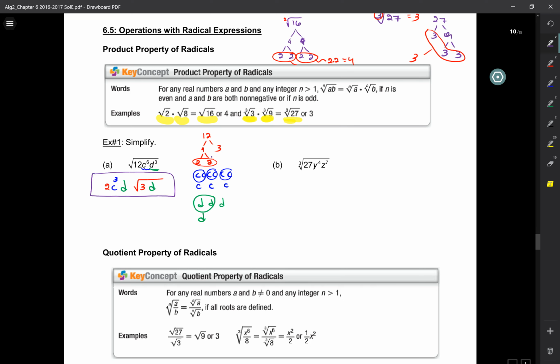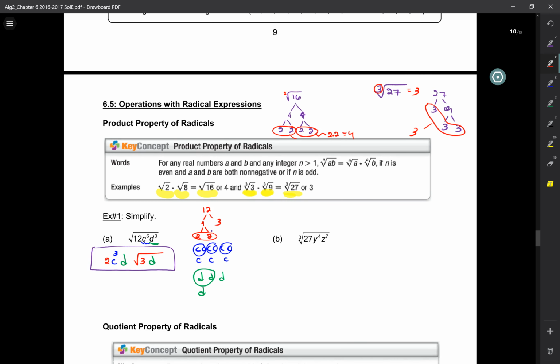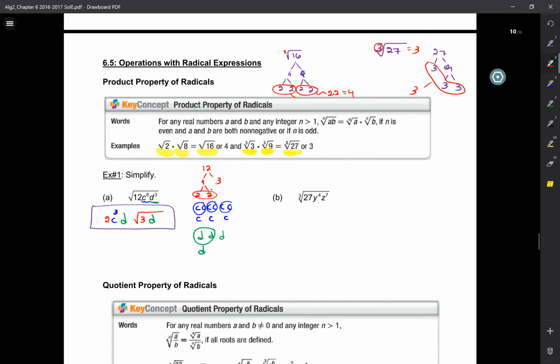Okay, so let's do this next one. I have the cube root this time of 27. We just did the cube root of 27 here, and we said it was 3, so I can just write the answer this time. Now, the y to the 4, I have y times y times y times y. Group them by 3's. It comes out as a single y. And what about the other one? It stays. So one y comes out, the other one is going to stay in the cube root. If you start with a cube root, this has to remain a cube root.